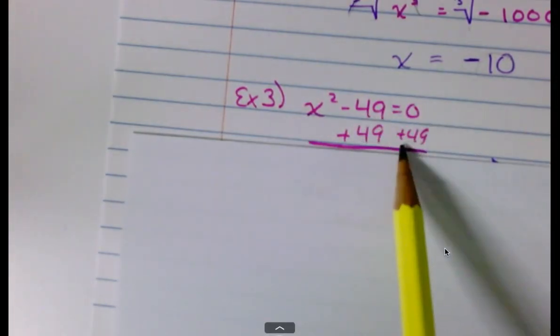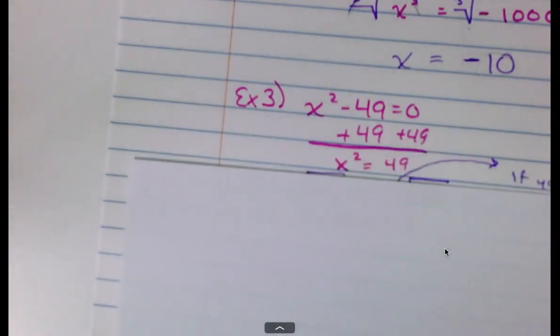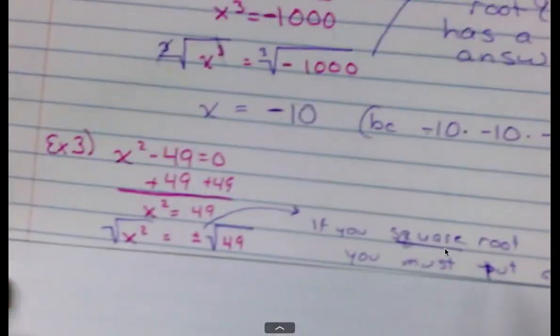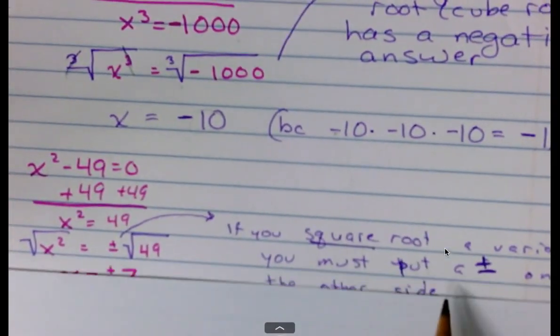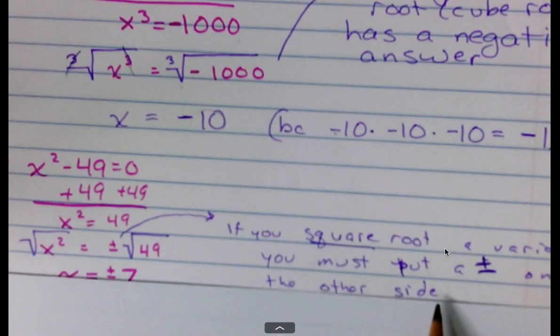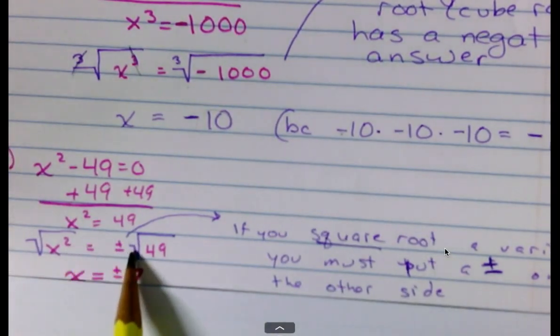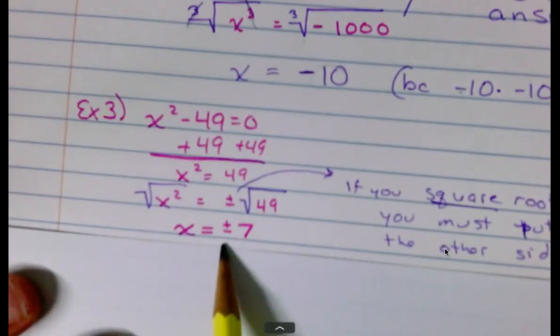So we add the 49 to both sides. We're using inverse operations. I get x squared equals 49. I'm going to square root both sides. We've done this before. And remember, if you square root a variable, you have to put a plus minus on the other side. And so then if x squared equals the plus and minus root of 49, then x equals plus and minus 7.